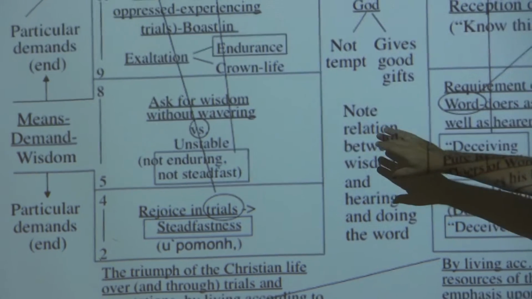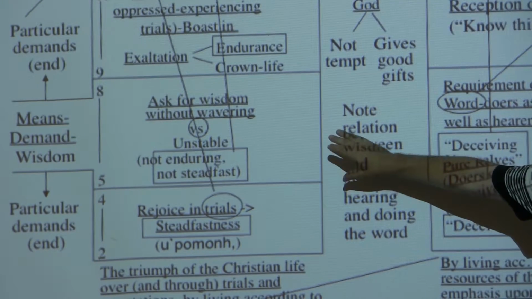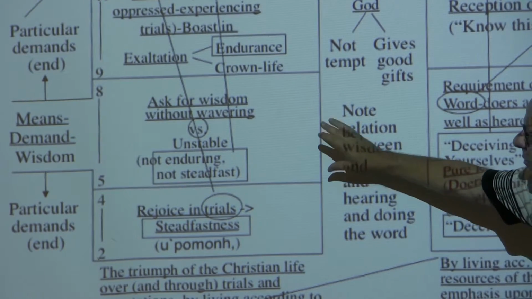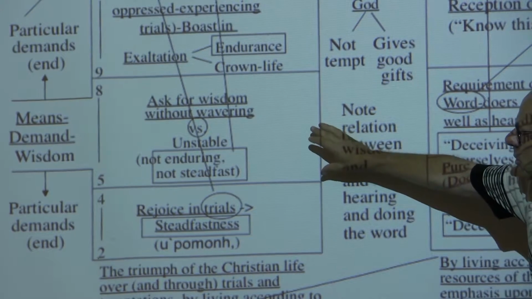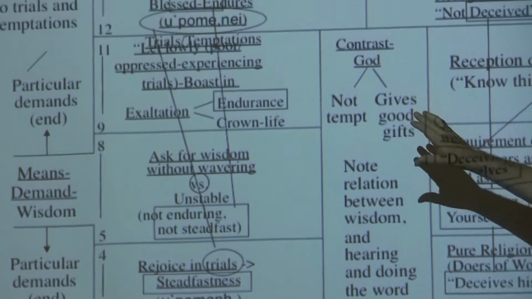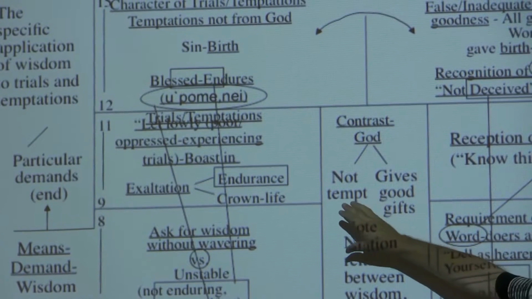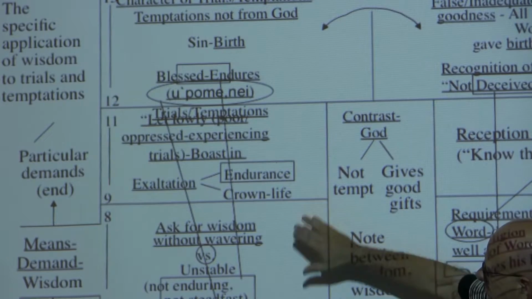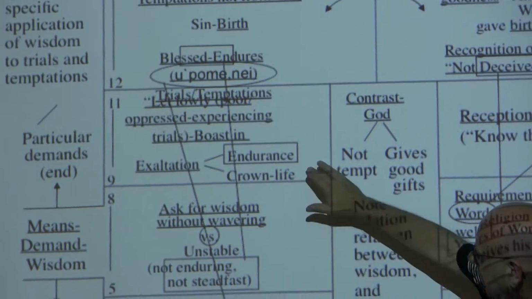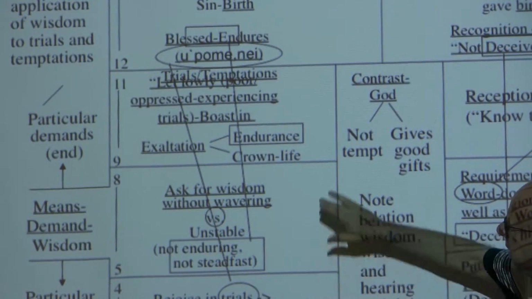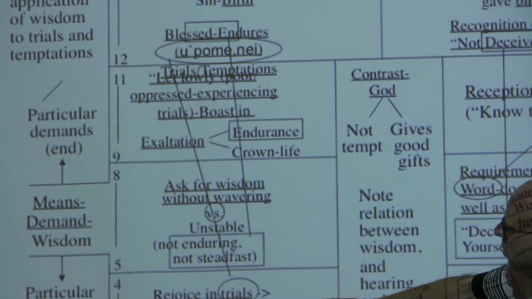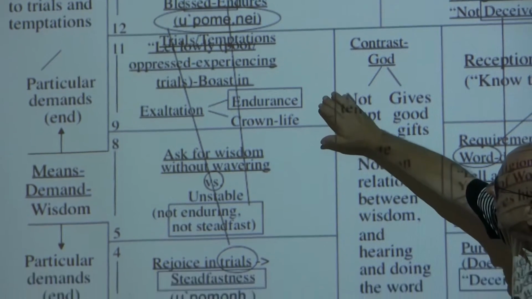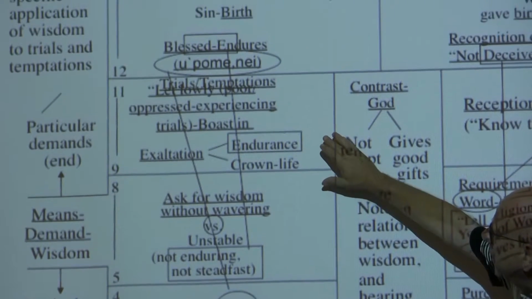trials. Then he talks about the person who asks for wisdom without wavering. That is to say, is steadfast in terms of his or her asking for wisdom. In verses 9 through 11, he talks about those who endure trials. Once again, picking up on the notion of endurance here, hupamene, endure here, and picking up once again on the notion of trials, perismos, rejoice in trials, and then talking about enduring trials and temptations.